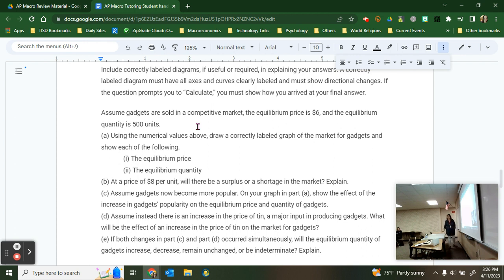So this is A. On B, it says at the price of $8 per unit, will there be a surplus or shortage in the market, and explain. Well, it's not asking you to draw it, but I'm going to draw it anyway. $8 is above 6, because, you know, numbers. And you hit the demand curve here. That's the quantity demanded. It's less than 500. You hit the supply curve here. That's the quantity that is supplied, which is more than 500. So, this is B, the quantity supplied is greater than the quantity demanded.